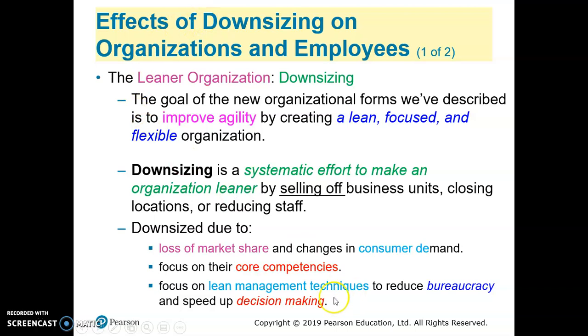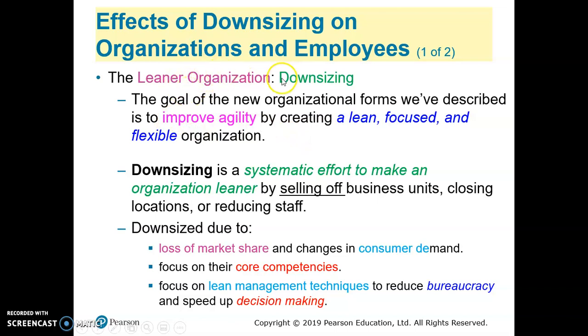Leaner organizations. Nowadays, many organizations are moving toward leaner organization. When we talk about leaner organization, we talk about more simple, easy to be managed. So many organizations downsize, that means reducing in size, either because they cannot make good profits, or they just want to focus on certain core business, for example.